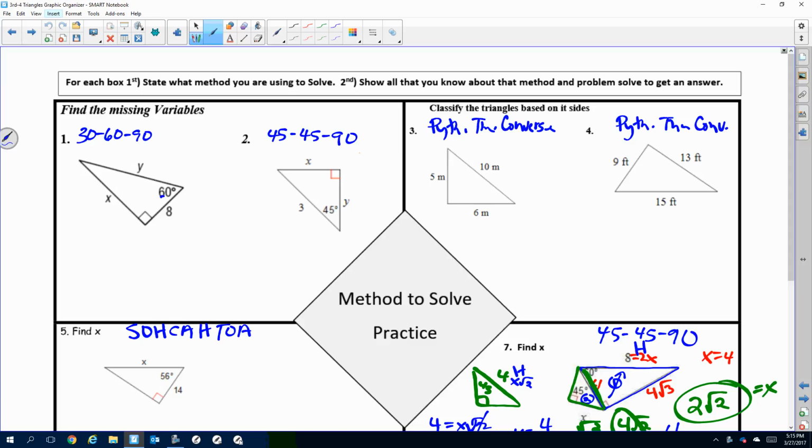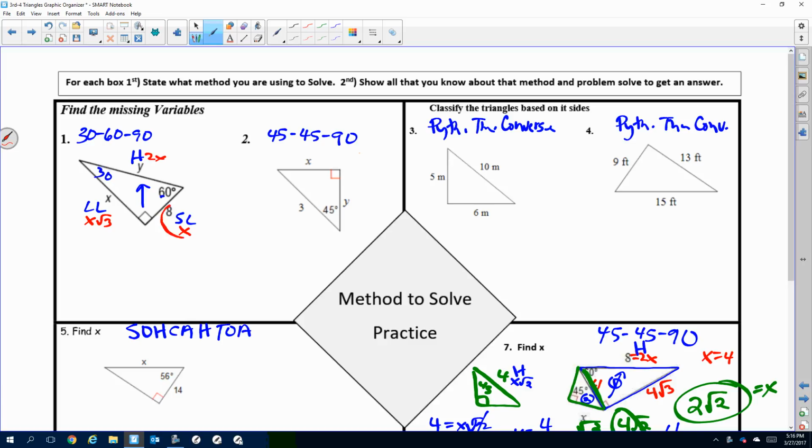On number 1, since we know it's the 30, 60, and 90, we need to label the parts. Opposite the right angle is always the hypotenuse, so there's our H. Opposite the 60 is the long leg, and then this would be the 30. The remaining one opposite that would be the short leg. Now the formulas that go with that are x, long leg is x square root of 3, and 2x.